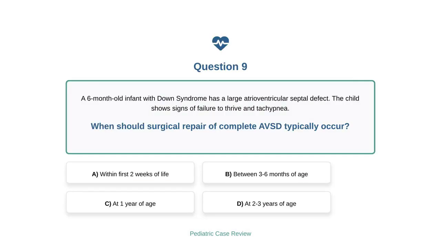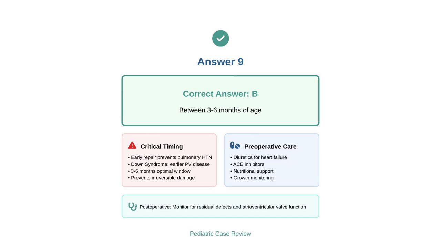A 6-month-old infant with Down syndrome has a large atrioventricular septal defect diagnosed by echocardiography. The child shows signs of failure to thrive and tachypnea. When should surgical repair of complete atrioventricular septal defect typically occur? Option A, within first 2 weeks. Option B, between 3 to 6 months. Option C, at 1 year. Option D, at 2 to 3 years. The correct answer is B.